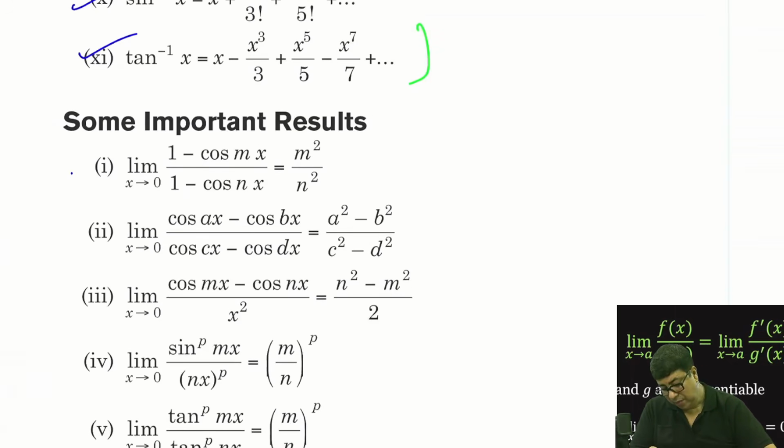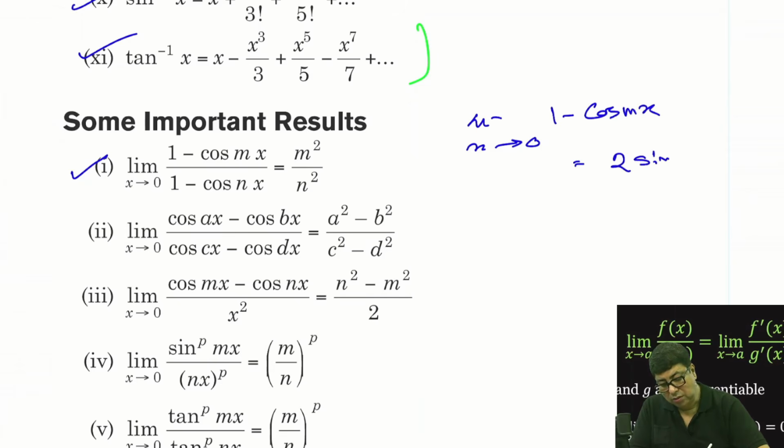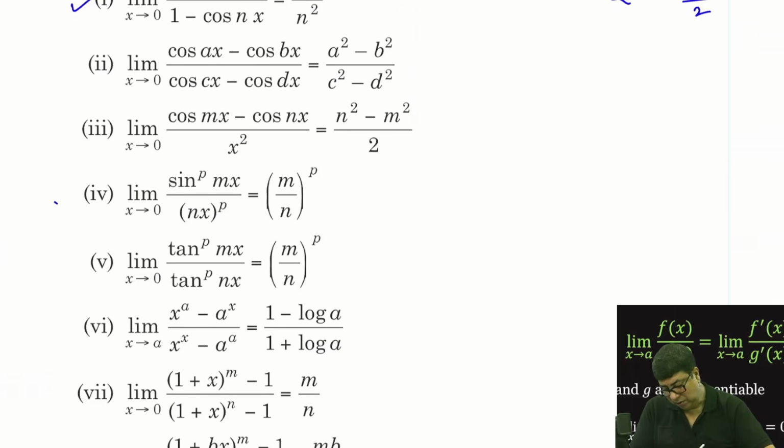One is the limit x tends to 0, (1 minus cos mx) by (1 minus cos nx) is m square by n square. The reason is that 1 minus cos mx is 2 sin square mx by 2. I am not going into the details. There are some important formulas which you have to keep in mind for the examination hall, and if you go by calculation, the sum cannot be solved very easily.